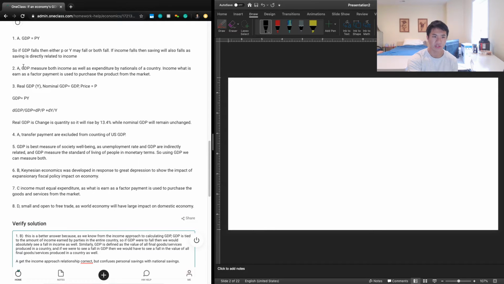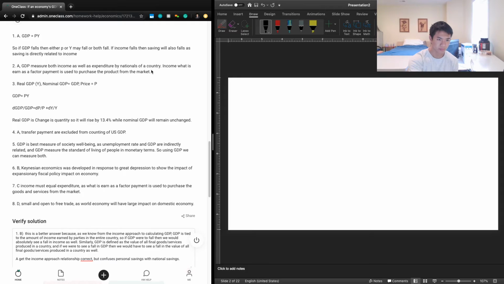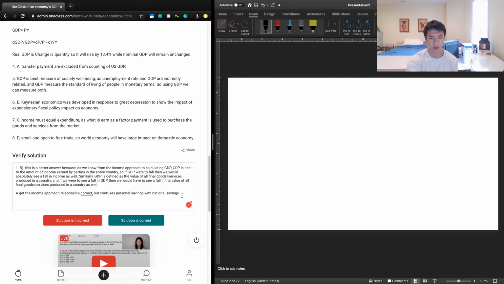The tutor says GDP measures both income as well as expenditures by nationals of the country. Income is what is earned as a factor payment, and it is used to purchase a product from the market. Right, and so for this one, that gets the relationship correct, and we just say A is correct.